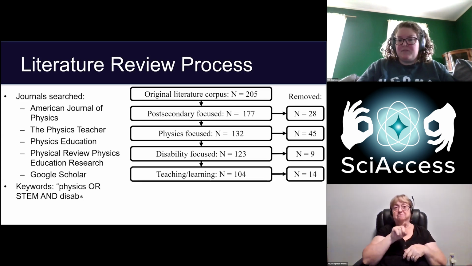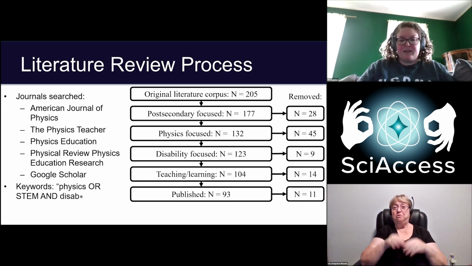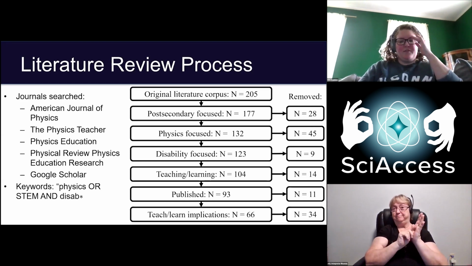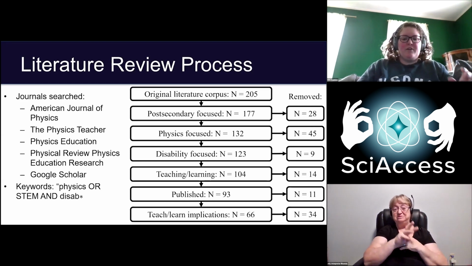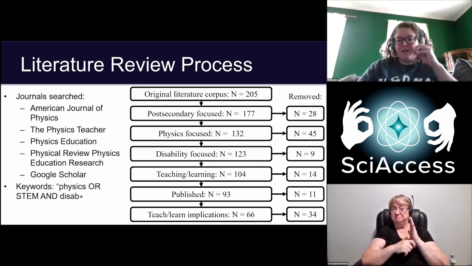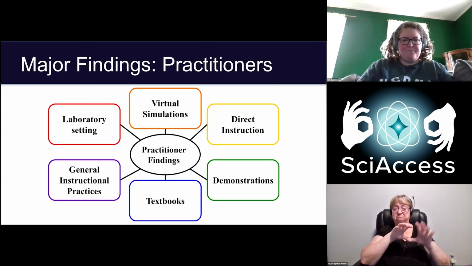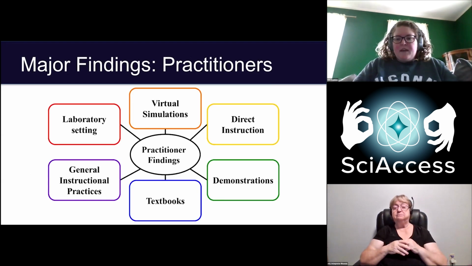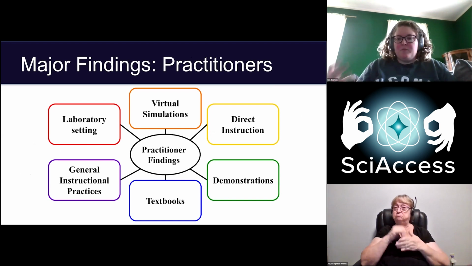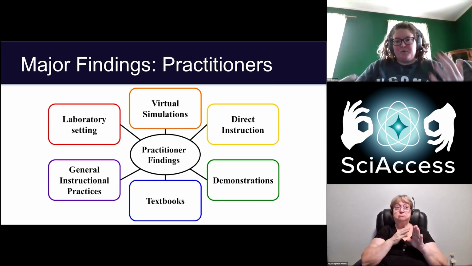123 had a disability focus. 104 had a teaching and learning focus. And then finally, 93 of those were published, for a final of 66 where teaching and learning was discussed. So we found 66 articles across the literature that fell into those three different categories. So that's our process. And through that process, we found major findings for both practitioners as well as researchers.